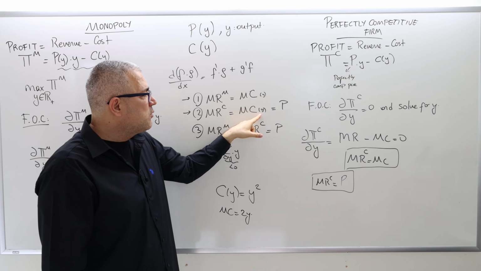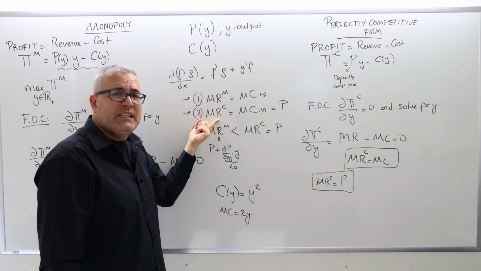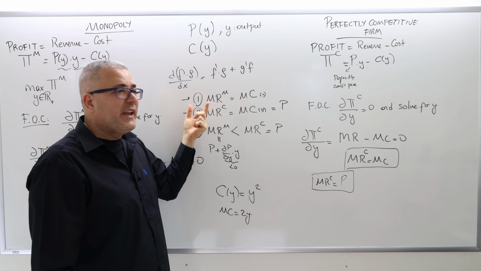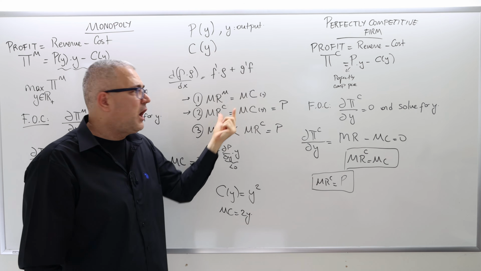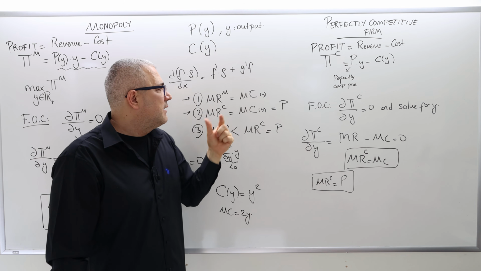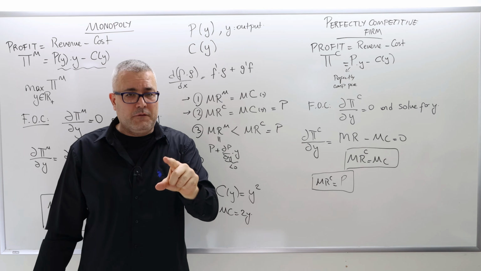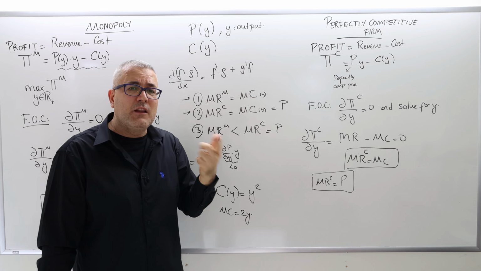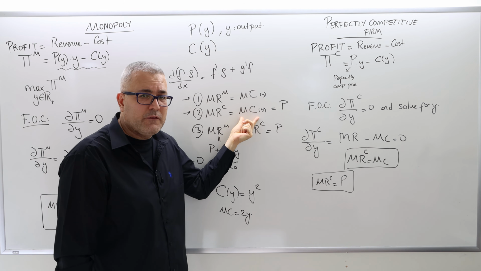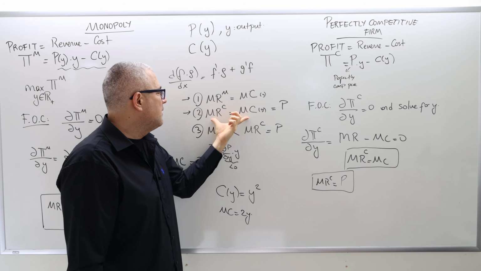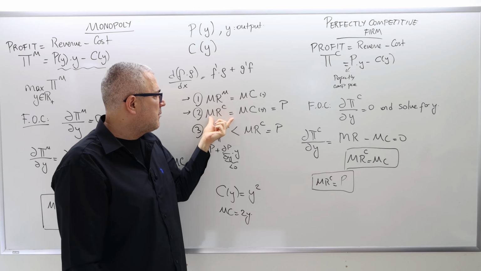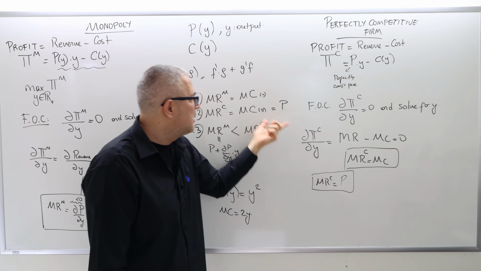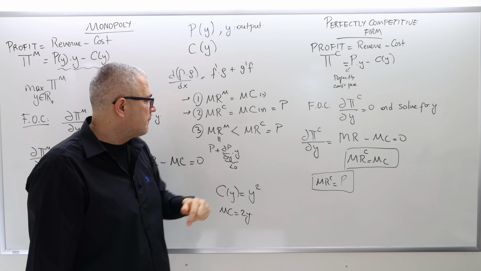So therefore, the Y that satisfies this condition is going to be different than the Y satisfying this condition. And hence the value of the marginal cost of the monopoly will be different than the value of the marginal cost of the competitive firm, because the competitive firm's marginal cost and marginal revenue should satisfy an additional constraint, an additional equation, which is that they're both equal to P.